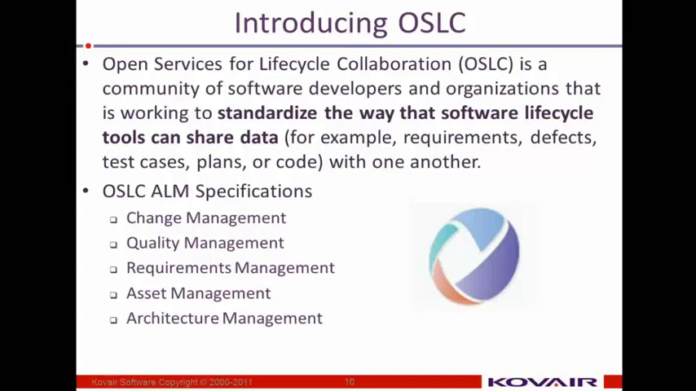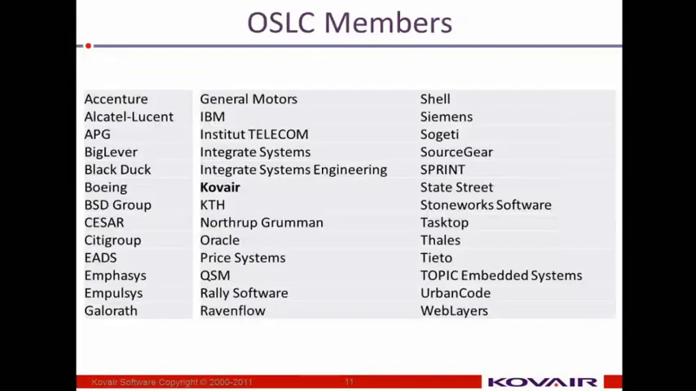And OSLC covers a number of different phases of development. For each of these phases, they have created a specification, for example, for change management, quality management, requirements management, asset management, and architecture management. Currently, there are quite a few OSLC members, and as you can see, Covair is, of course, one of the members of OSLC. The one problem is that the existing tools from many of these vendors are not OSLC compatible, and that is one of the reasons why Covair is one of the best solutions for connecting all these existing tools from vendors which are not OSLC compatible today.